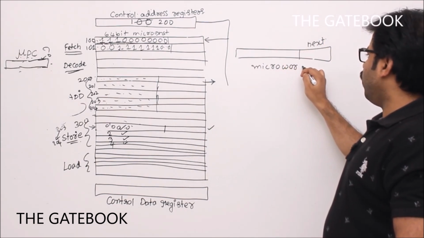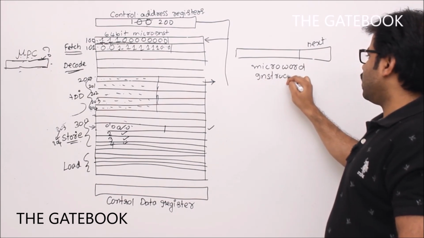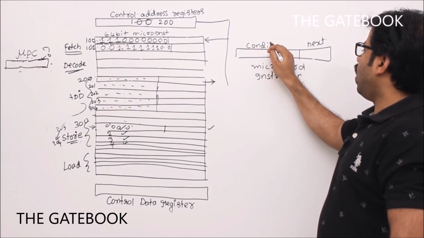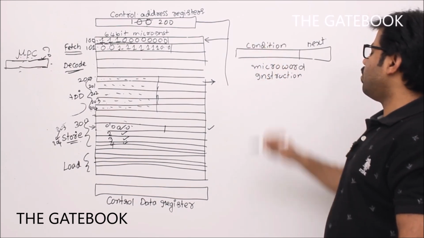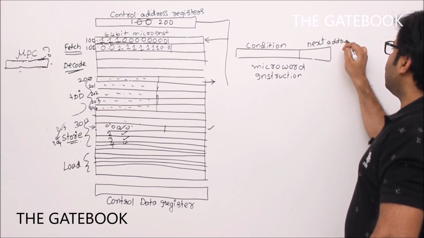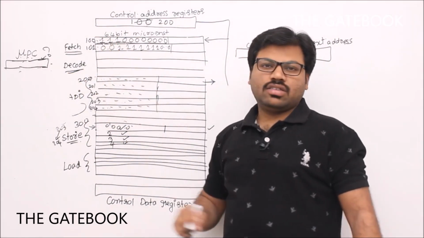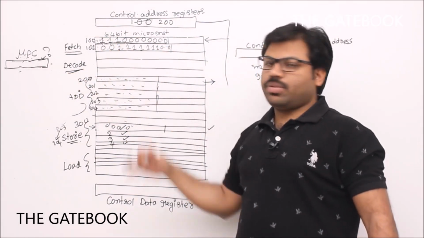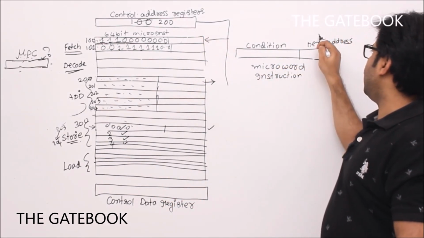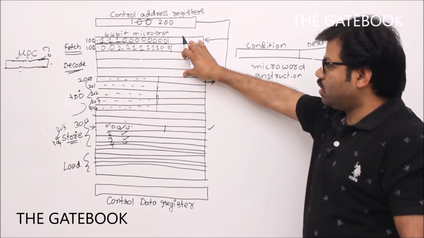That's why let us use a word called micro word. Each micro word or micro instruction contains two things. First, the conditions appropriate for doing some operations. Second, the next address, correct? Since the next address is not always the immediate one, sometimes there is a jump, that's why one more field is required in the word, that is the next address. From now onwards that will be the usage.